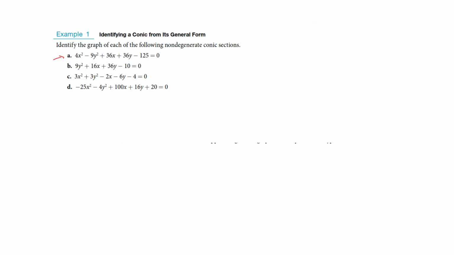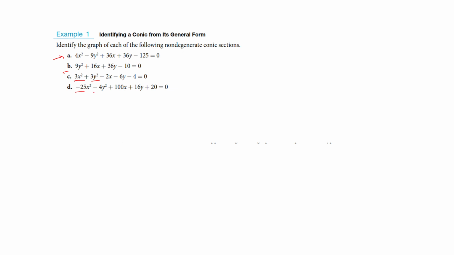So if I have a positive and a negative in the x squared and y squared terms, it doesn't matter the order there, but I want one of each. This is going to make the hyperbola. Notice here in B, I only have a y squared. I don't have both, so this is going to be a parabola. Now I have positive x squared and y squared terms, so I would be thinking ellipse, but because the coefficients in front of them are identical, this makes a circle.